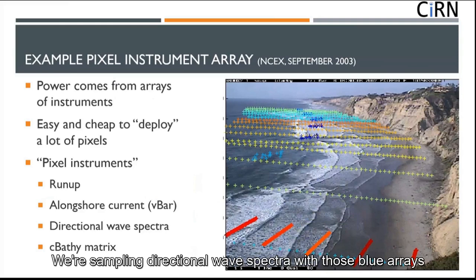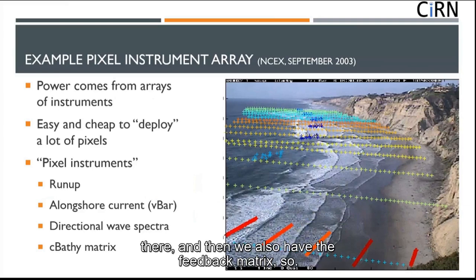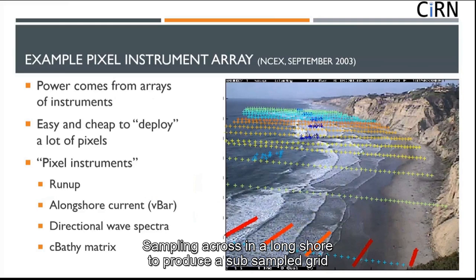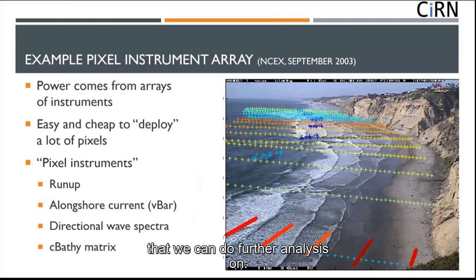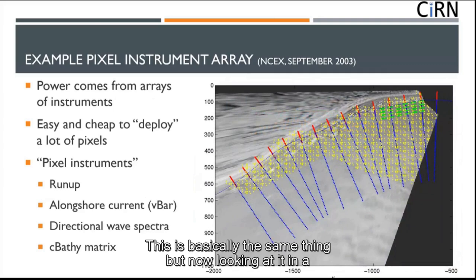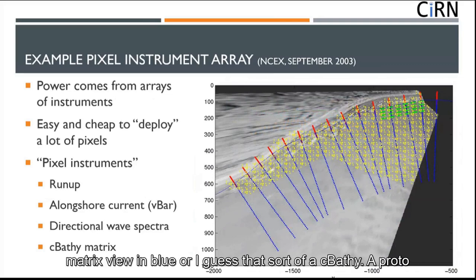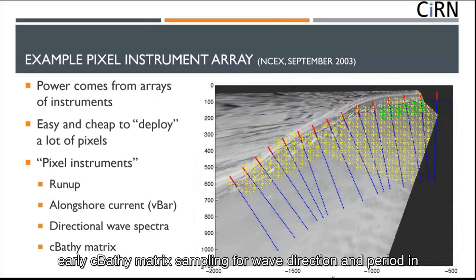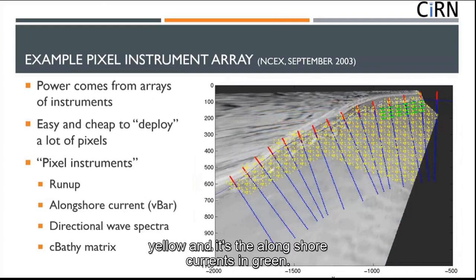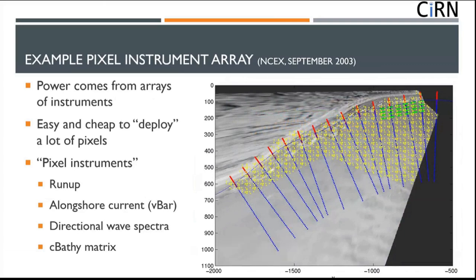We're sampling directional wave spectra with those blue arrays there, and then we also have a cBathy matrix, sampling across and alongshore to produce a subsampled grid that we can do further analysis on. This is basically the same thing, but now looking at it in a rectified view. So again, the run-up time series here in red, the cBathy matrices in blue, or I guess, I don't know what that is, sort of a proto-early cBathy matrix, sampling for wave direction and period in yellow, and the alongshore currents in green.